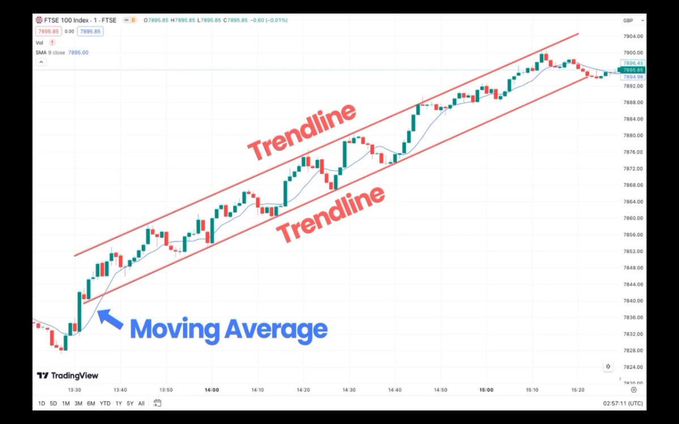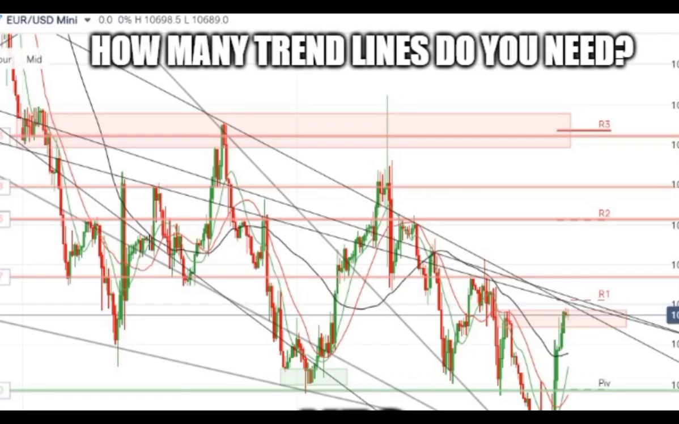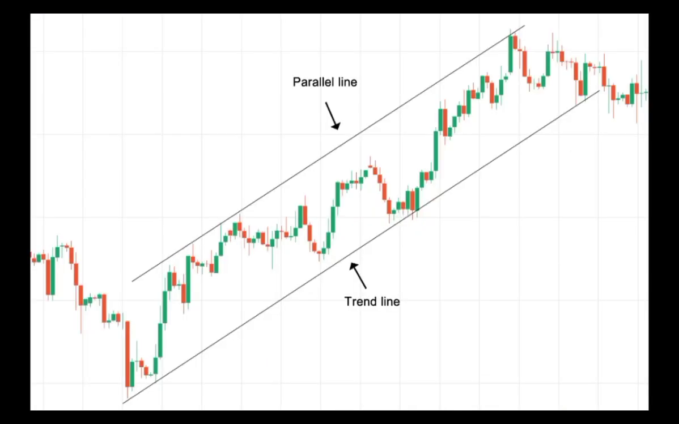Now we've all been there before, overdrawing trend lines. It's tempting to connect every little peak and trough, but remember, less is more. Too many lines will confuse you and clutter your chart. Instead, focus on the most important trend lines, the ones that have been tested multiple times. These are the lines that hold the most weight and are more likely to give you accurate signals.